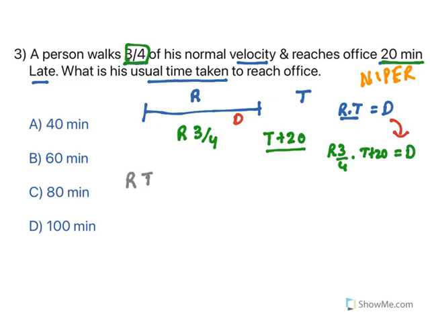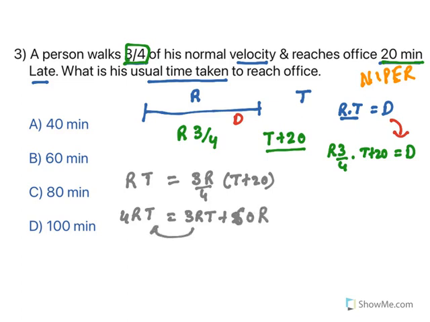R multiplies T equals 3R/4 into T plus 20. Now cross multiply with this 4. 4RT equals 3RT plus 20 into 3R, 60R. So you take this 3RT here, you get RT equal to 60R, and what is T? R 60. So T is 60 here. This is what we have solved here.